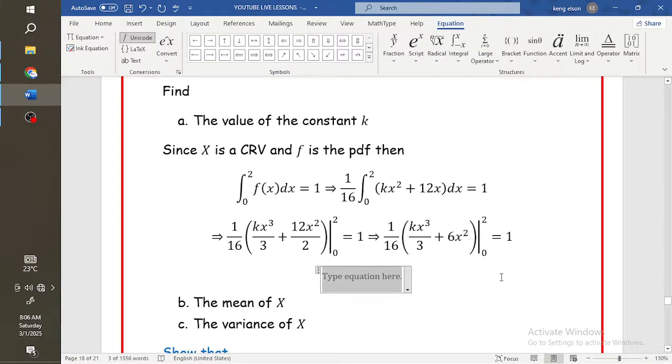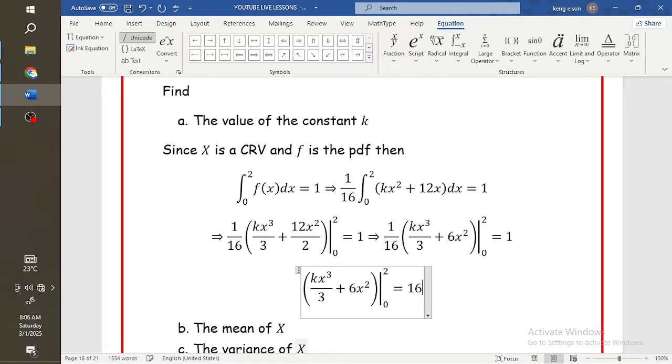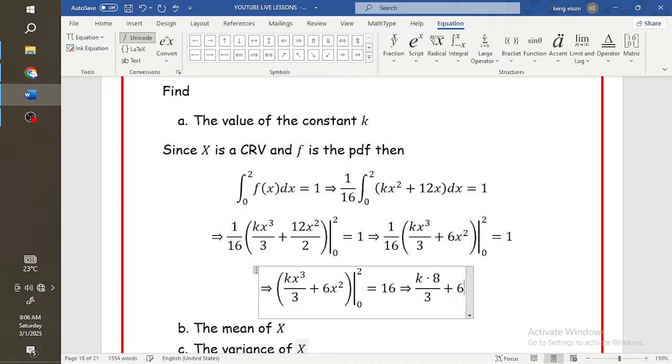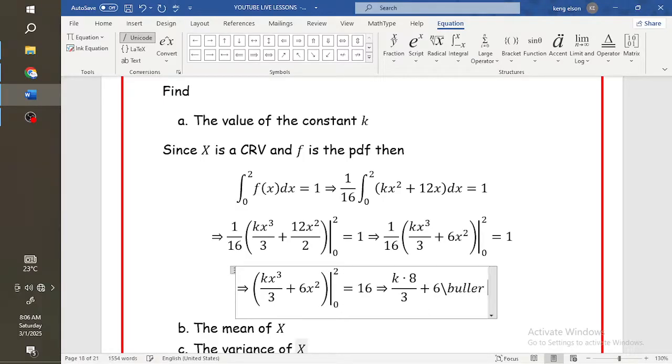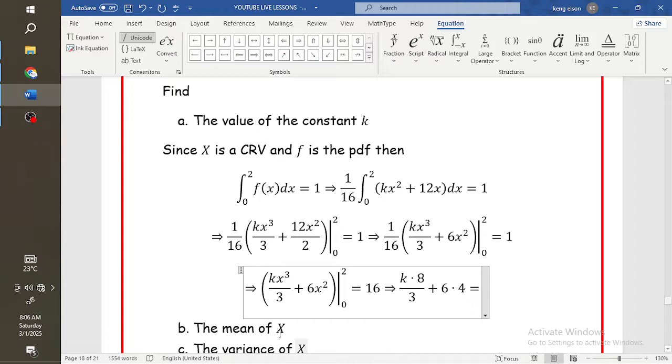So I first of all multiply both sides by 16. I'll just be left with the left hand side equal to 16. You can see I allowed the 16 there, no problem. Now let us feed the upper bound. If I feed the upper bound, which is 2, I'm going to have k over 3 times 2 cubed, and 2 cubed is 8. Then plus 6 times 2 squared, and 2 squared is 4. When I feed the lower bound, which is 0, I'm going to have 0 here and 0 here, so there will be no need to subtract. Then we equate everything to 16.